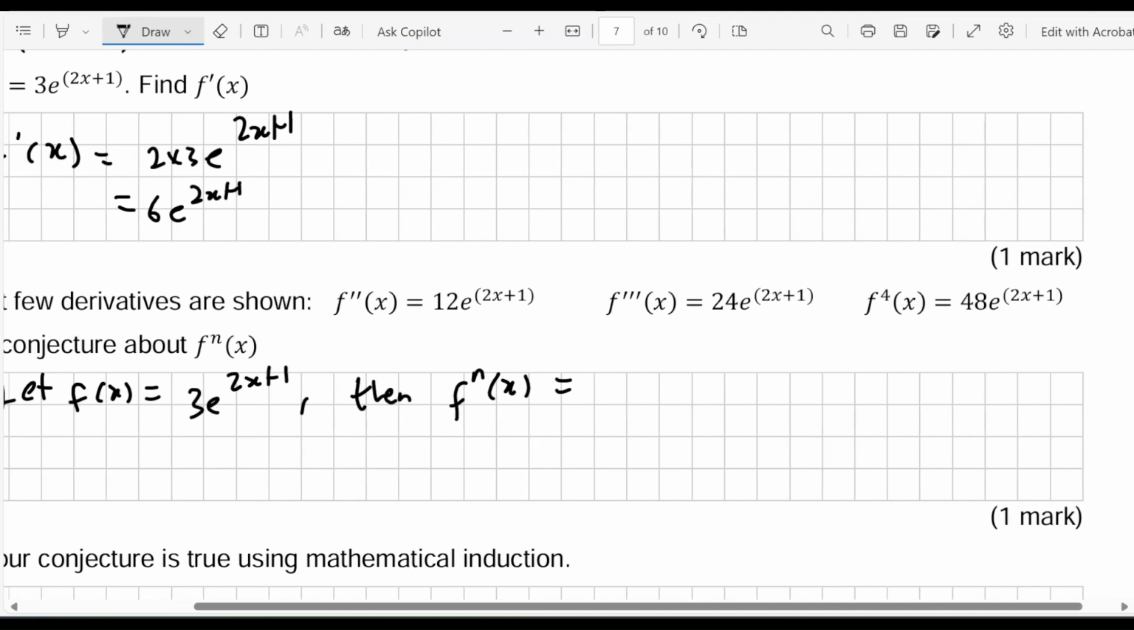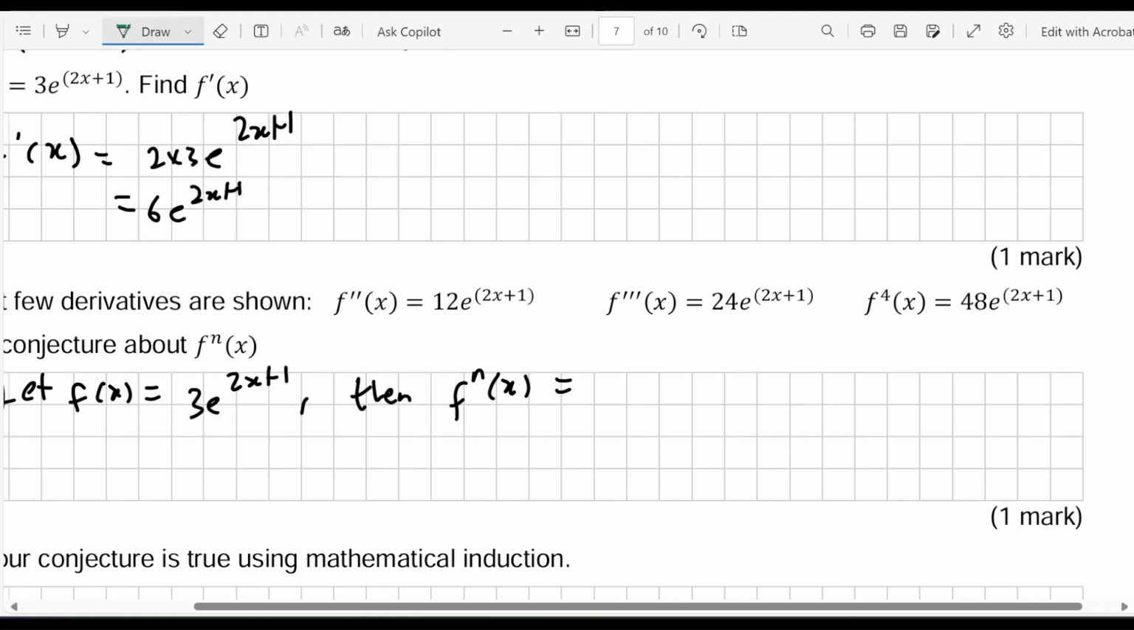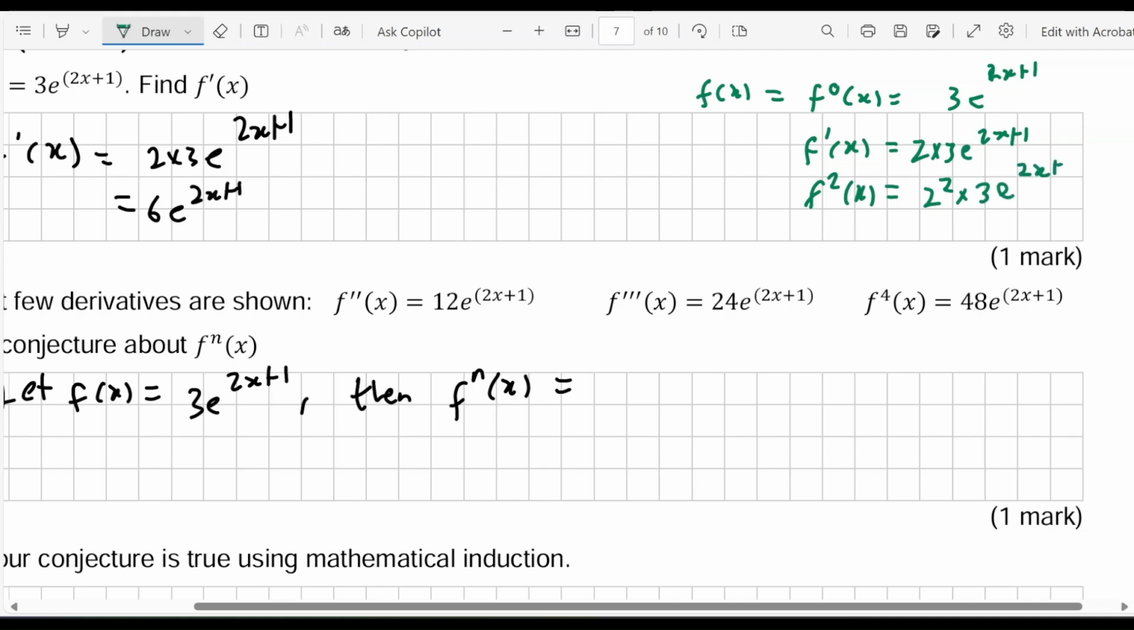So if we look at some patterns, I'm going to call f of x the same thing as f0 of x. This is essentially just 3e to the 2x plus 1. f1 of x is 2 times 3e to the 2x plus 1. f squared of x, like the second derivative, is 2 squared times 3e to the 2x plus 1, and you might be seeing the pattern.